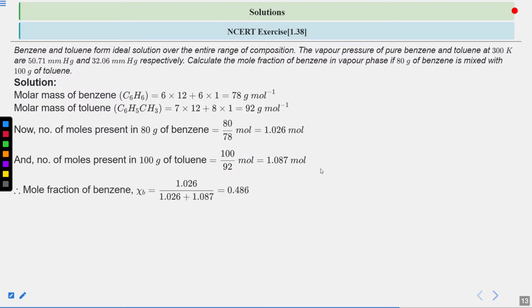Then further, which is the solute here? It is a very good question to think of. So the solute is your benzene, as its moles are less. Hence we can calculate the mole fraction of benzene, which is 1.026 by the total number of moles. If you do this calculation, you will get this value as 0.486. Now what about the mole fraction of toluene? It will be simply 1 minus 0.486. It will give you 0.514.